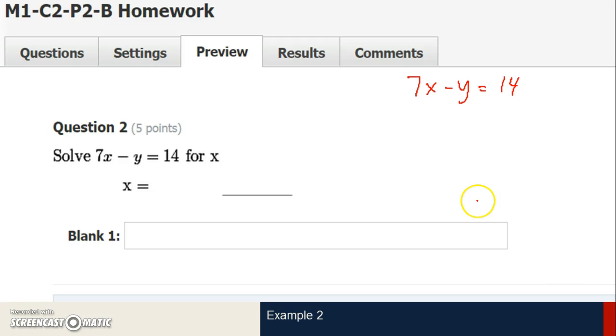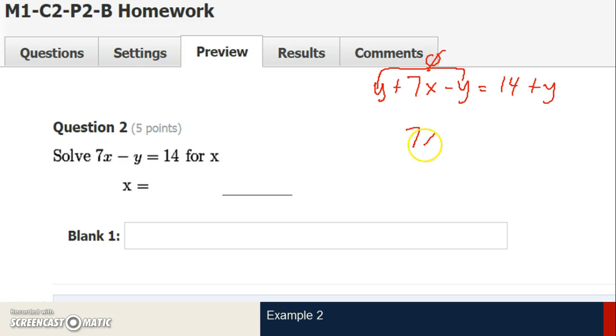Question number 2, 7x minus y equals 14. I'm solving for x. So what I've got to do is eliminate this y and the 7. Since the y is being subtracted, you eliminate subtraction by adding, or you can just think about adding the opposite number. The opposite of a negative y is a positive y, because when you simplify those together, they go to 0. If I add y to one side, I've got to add it to the other side.